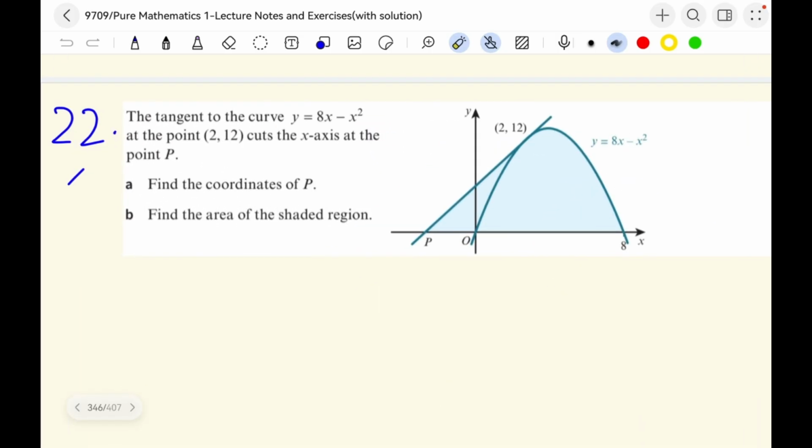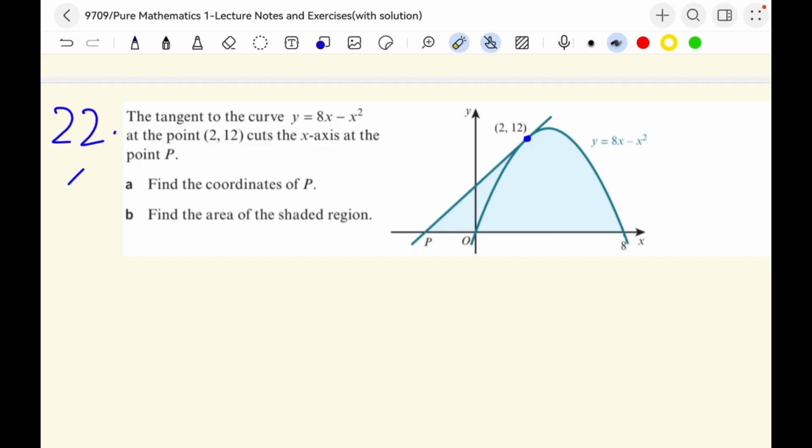The tangent to the curve y equals 8x minus x squared, so it's the quadratic equation, the parabola curve, at the point 2, 12. Okay, let me plot the point 2, 12. So what you can see over here is the tangent which has a slope from the x-axis, where it cuts the x-axis at the point P. Now find the coordinates of P.